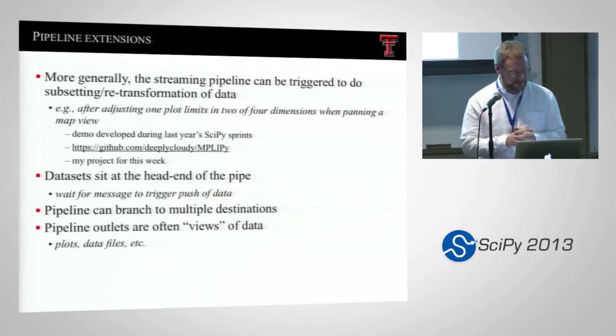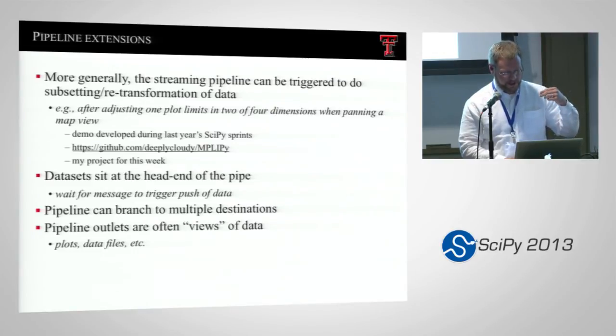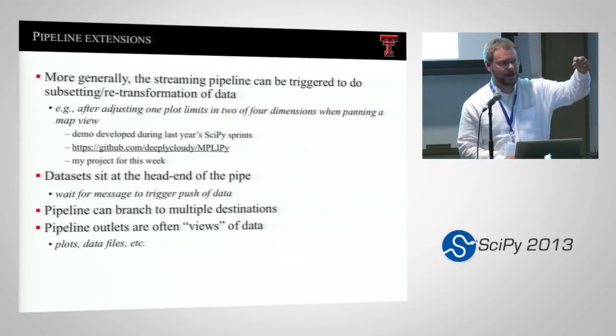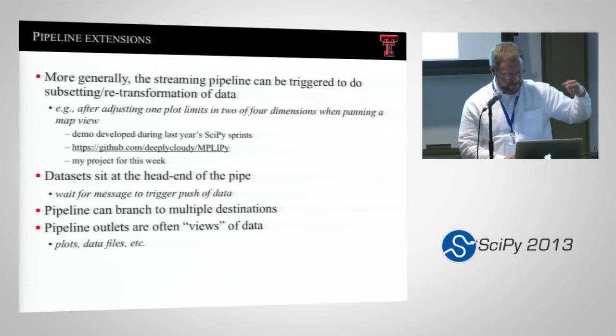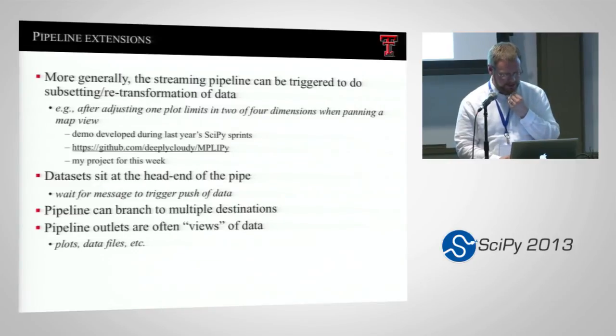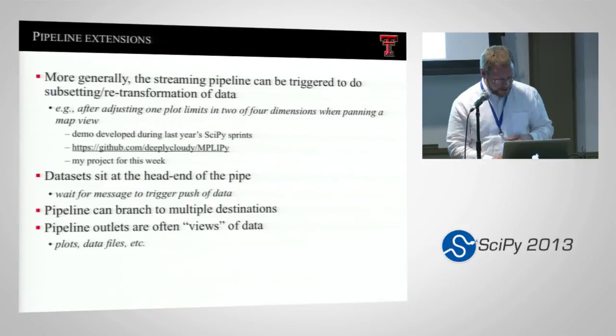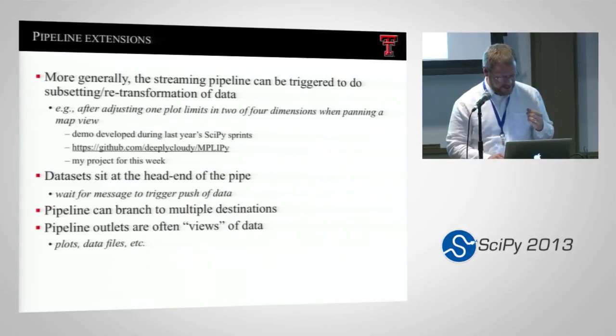Future plans for this sort of pipeline-based idea that I described. I'm planning to work this week on extending the pipeline into this sort of triggered version where after, for instance, adjusting a plot in matplotlib, you trigger the head end of that pipeline and trigger a resubsetting of the data as data flows through the pipe, and then that gets dumped out at a plot, or maybe you might dump it to a data file or anything else. There's a preliminary version of that that's on GitHub that resulted from last year's SciPy sprints. And we'll see how well this goes this week.